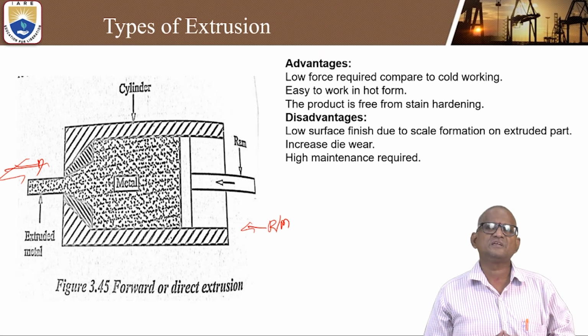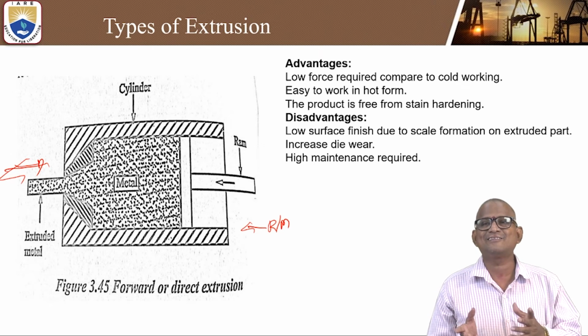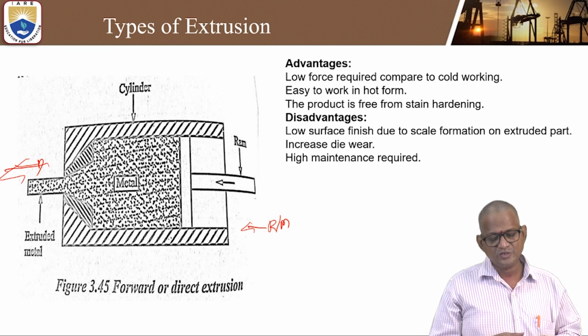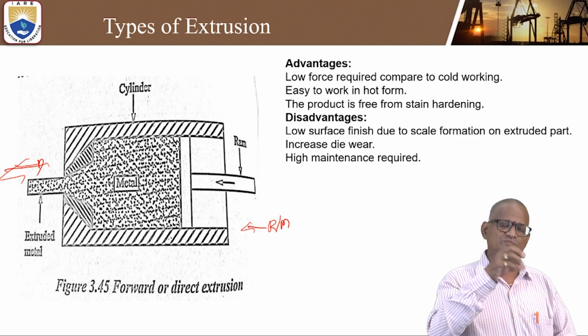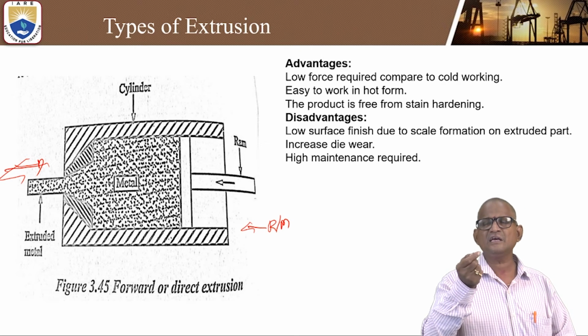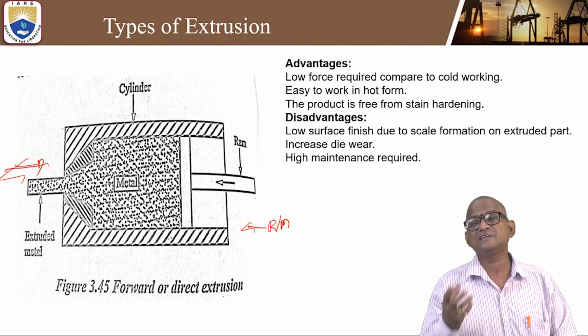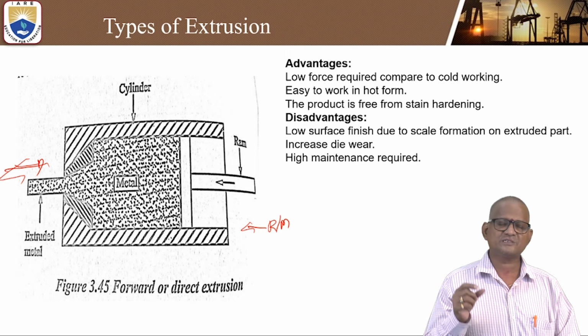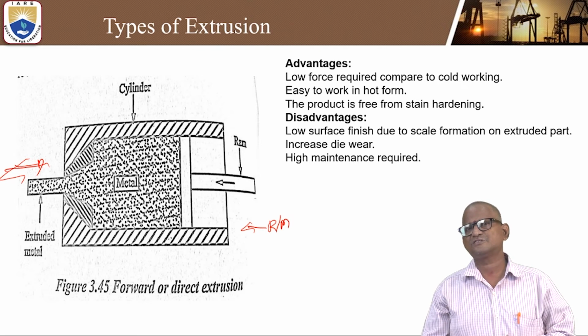So in the hot extrusion process, you can easily work with the hot form, and the product is free from strain hardening. When heating is done, it will eliminate oxides, and some voids can be removed by heating. Then by applying little pressure only, you can obtain the required shape and size. For every process there are limitations also.